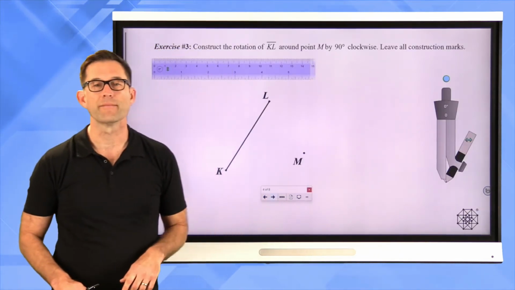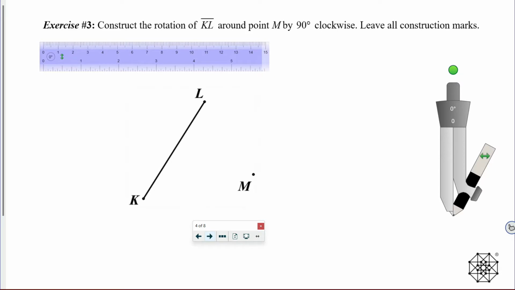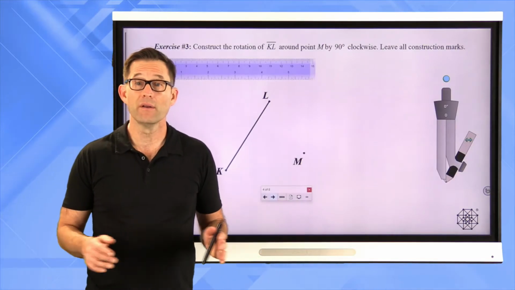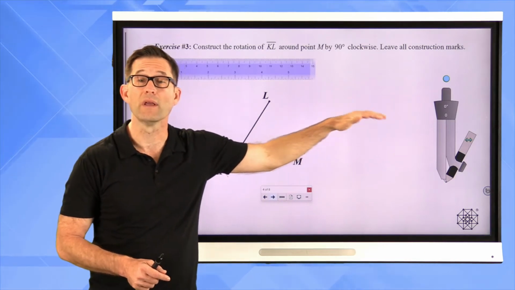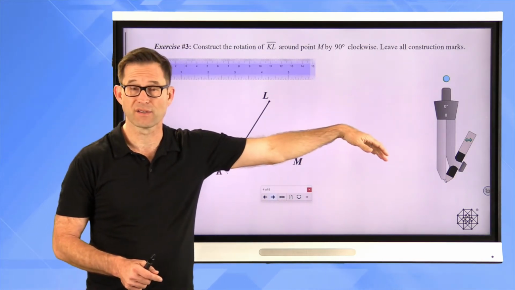So let's keep going. Exercise 3. Construct the rotation of segment KL around point M by 90 degrees clockwise. Leave all construction marks. Okay, so what we're going to do now is take this segment and rotate it 90 degrees clockwise, okay?